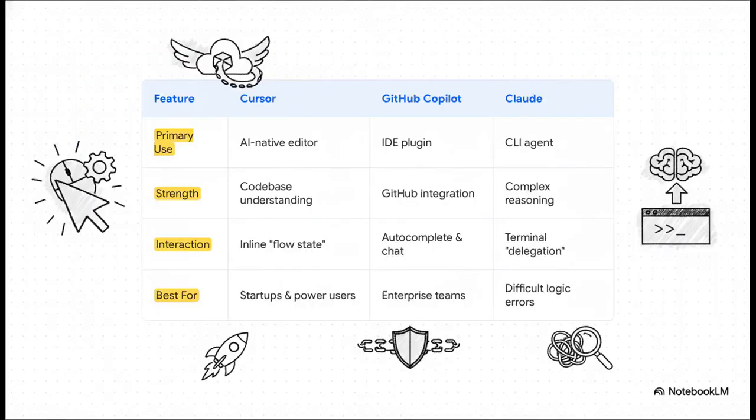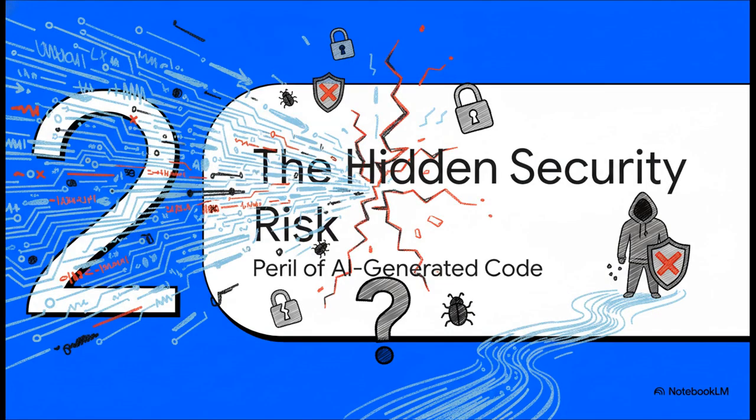So let's see how this actually plays out with three of the big players. You've got Cursor, which is an AI native editor. Its superpower is this deep understanding of your local code base, which is why a lot of startups and power users love it. Then there's GitHub Copilot, which is kind of the enterprise standard, right? Its strength is that seamless integration and all the compliance features big companies need. And then you have something like Claude's command line agent, which is a specialist in complex reasoning. It's the one you call when you need to do a major architectural refactor or untangle some really nasty logic bug.